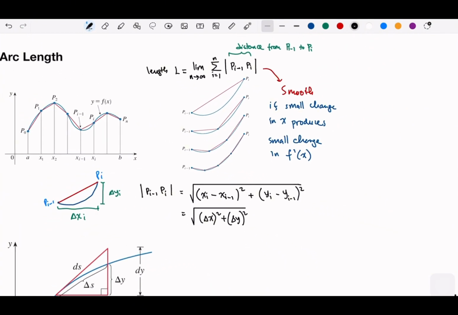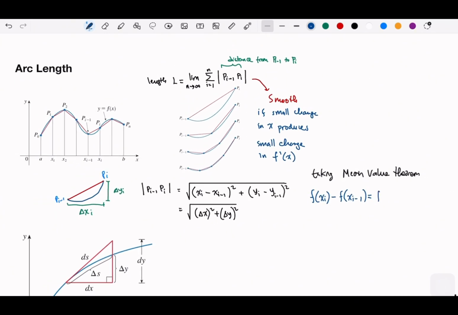Okay. Now taking the mean value theorem, remember the mean value theorem is basically saying that there will be exactly a point that is between two endpoints, okay? And it will relate it to the gradient. So I will write here the implication is f of xi minus f of xi minus 1, for xi minus 1 to xi, this will equal to the f prime of xi asterisk, which means the xi asterisk is in between xi minus 1 and xi.